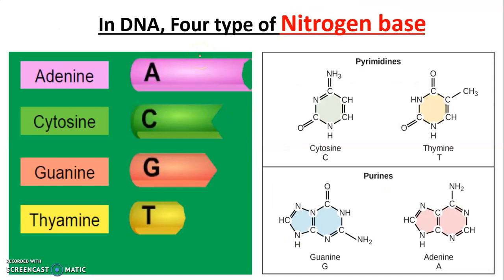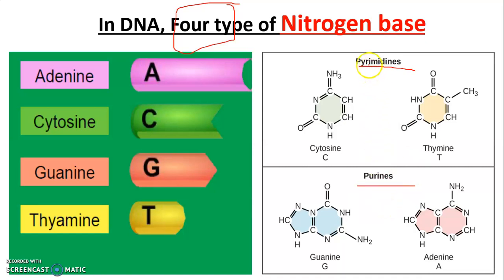The nucleotide has first the nitrogen base. There are four types of nitrogen base in DNA. First is adenine, indicated by A. Cytosine is indicated by C. Guanine G, and thymine T. These nitrogen bases are divided according to structure into mainly two types: the pyrimidine derivatives and the purine derivatives.